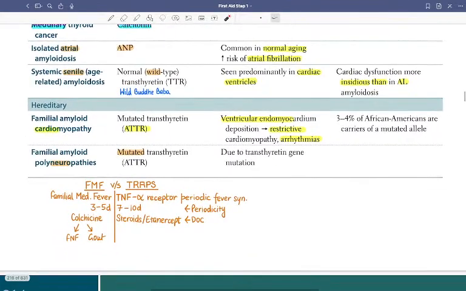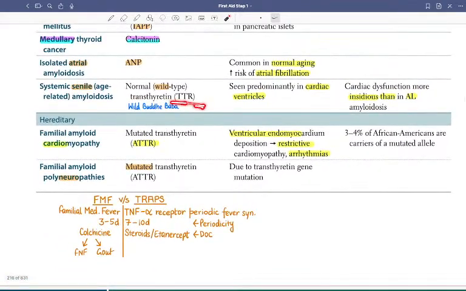Next, finally, here we had TTR, wild type, the normal transthyretin. Now see the difference here. It's all mutated transthyretin: familial amyloid cardiomyopathy and familial amyloid polyneuropathies. Familial is always mutated transthyretin. In familial amyloid cardiomyopathy, you have ventricular endomyocardium. Which part of the myocardium is most susceptible to ischemia? Endocardium. So ventricular endomyocardium deposition, restrictive cardiomyopathy.